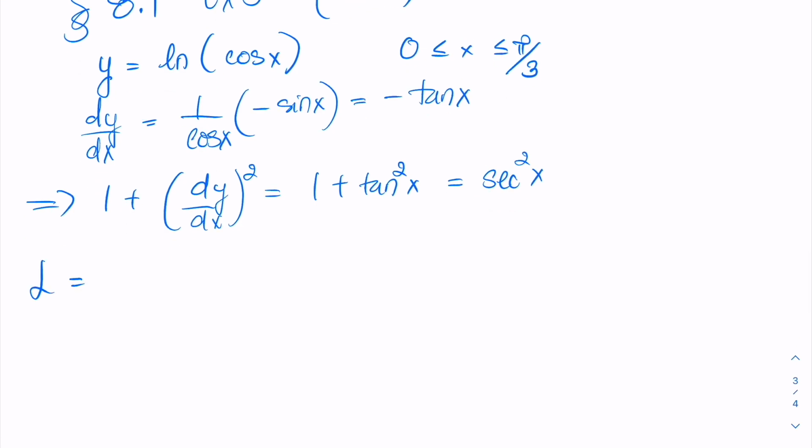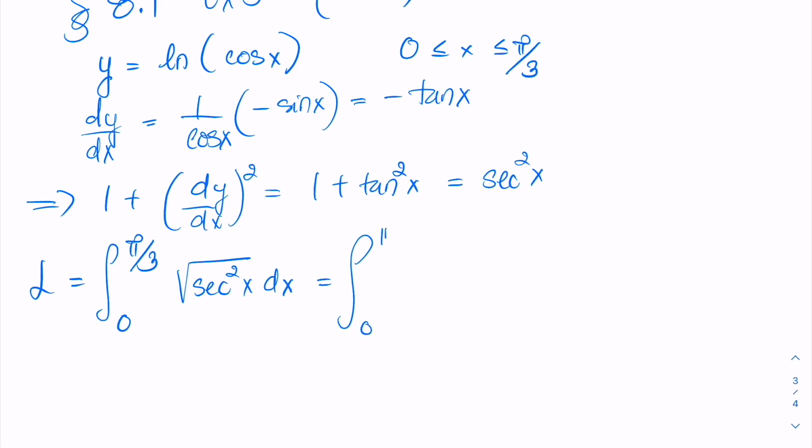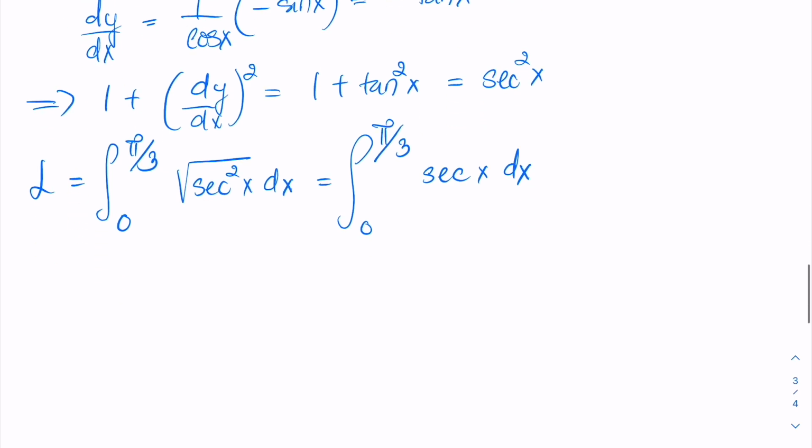Therefore, the arc length is going to be from 0 to pi over 3 square root of secant squared of x dx. That means we have the integral from 0 to pi over 3 secant of x dx. And when you take the antiderivative, we ended up with ln absolute value of secant x plus tangent of x. And we want to evaluate from 0 to pi over 3.